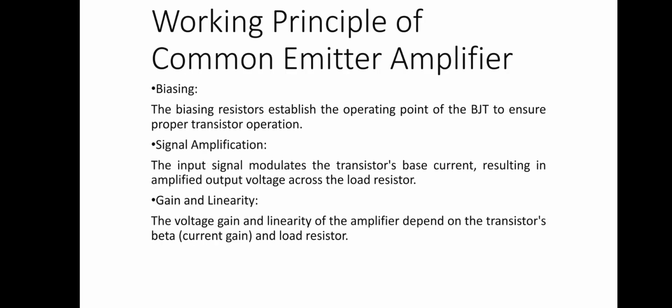Working principle of common emitter amplifier. Biasing: the biasing resistors establish the operating point of the BJT to ensure proper transistor operation. Signal amplification: the input signal modulates the transistor's base current, resulting in amplified output voltage across the load resistor. Gain and linearity: the voltage gain and linearity of the amplifier depend on the transistor's beta and load resistor.